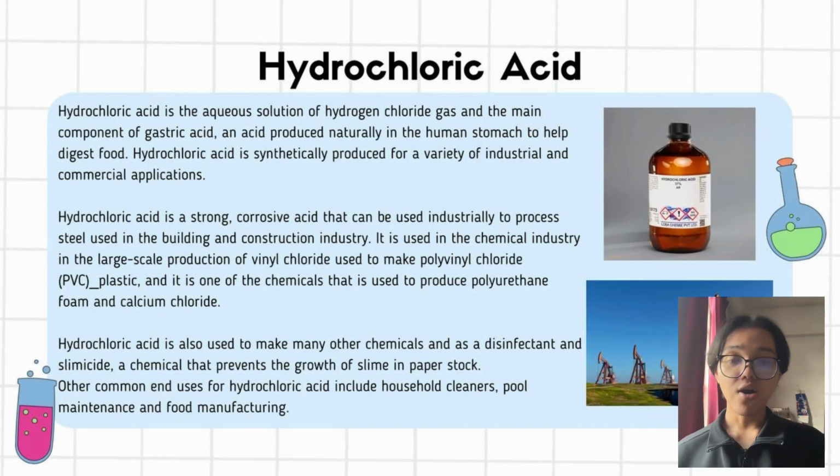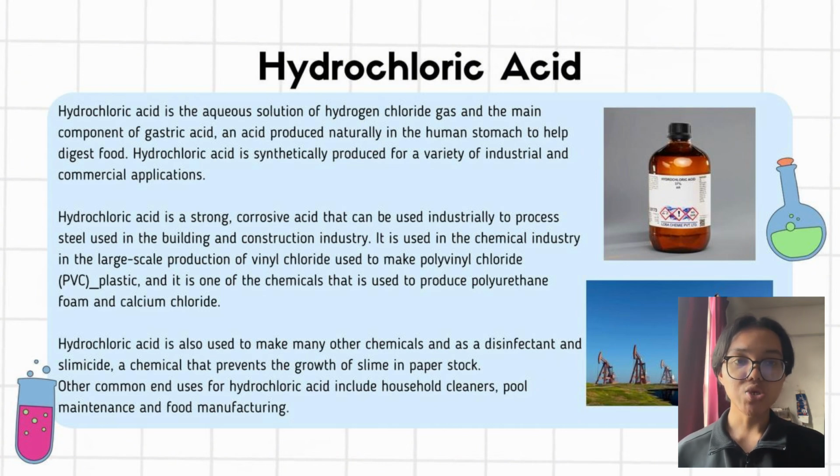So for the introduction, hydrochloric acid is the aqueous solution of hydrogen chloride gas and the main component of gastric acid, an acid produced naturally in the human stomach to help digest food. Hydrochloric acid is synthetically produced for a variety of industrial and commercial applications.